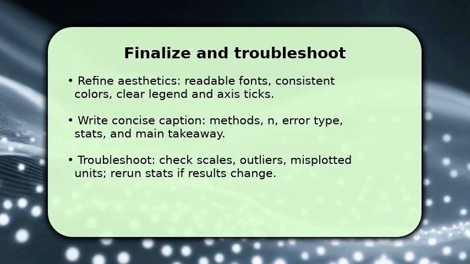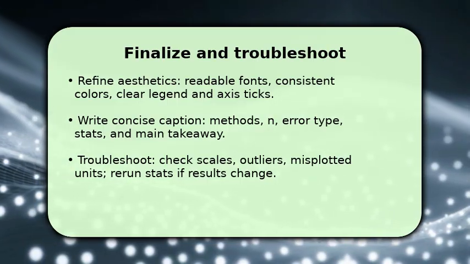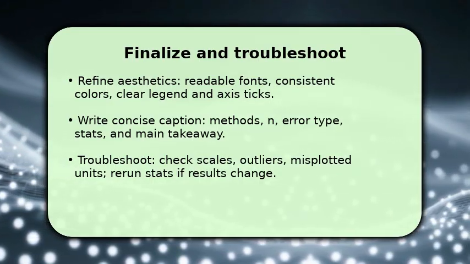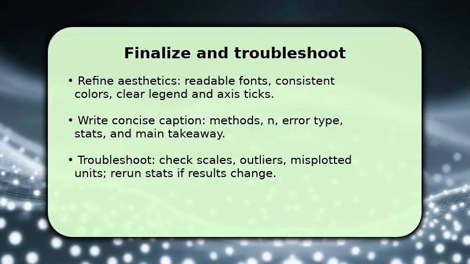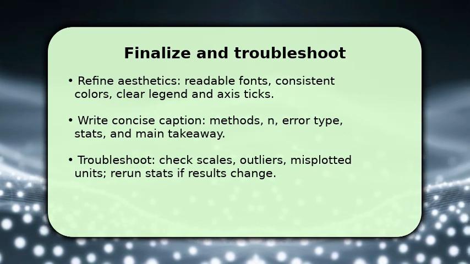interpret quickly. If something looks off, troubleshoot by checking axis scales, mislabeled units, or outliers. Rerun analyses after correcting data. If results shift, update annotations and caption. Accurate graphs require iteration and careful verification.